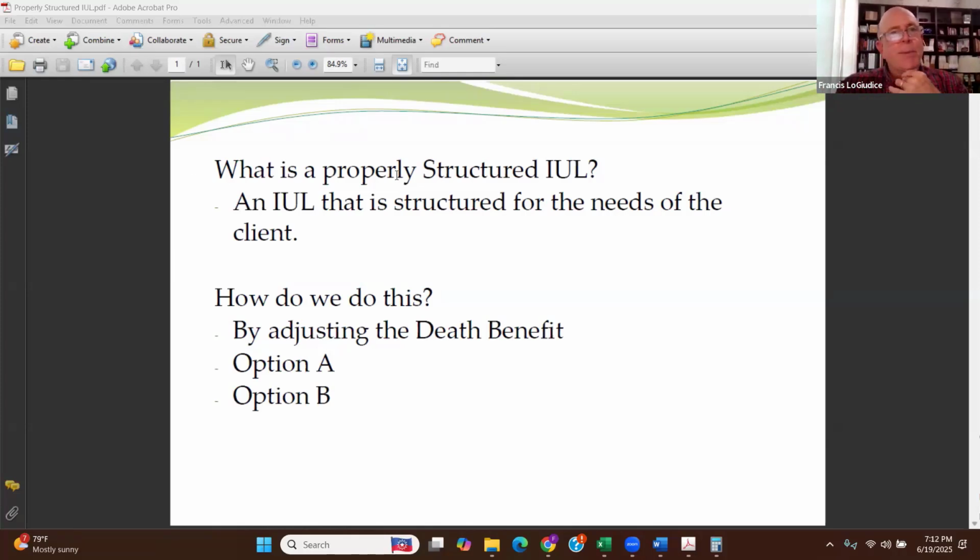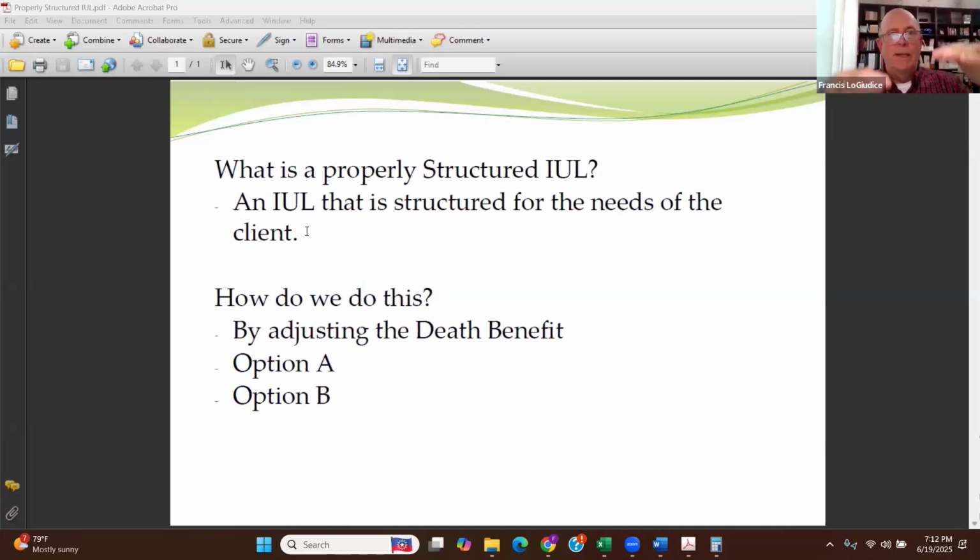I'm going to go over what I mean by that. But to make it simple, what is a properly structured IUL? Well, it's an IUL that is structured for the needs of the client. If you always have your client in mind, you're going to do wonderful. They're going to be very happy, you're going to be very happy, and it's going to stay on the books. Your persistency is going to be way up, and that's what you want. Who wants a chargeback? That's a pain in the butt. Okay, how do we do this with an IUL?